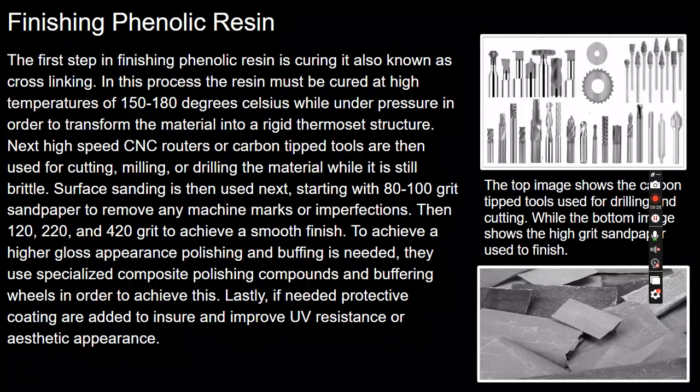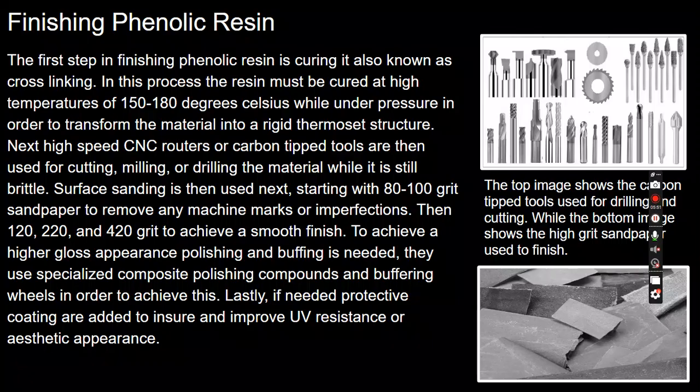Finishing phenolic resin. The first step in finishing phenolic resin is curing. It is also known as cross-linking. In this process, the resin must be cured at high temperatures of 150 to 180 degrees Celsius while under pressure in order to transform the material into a rigid thermoset structure.